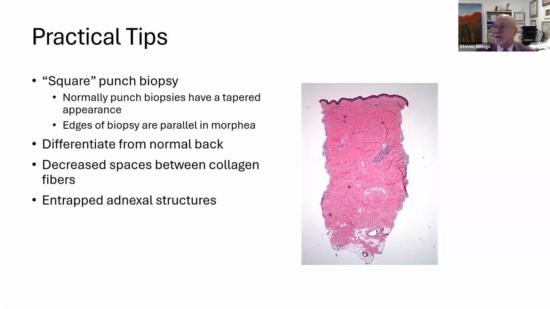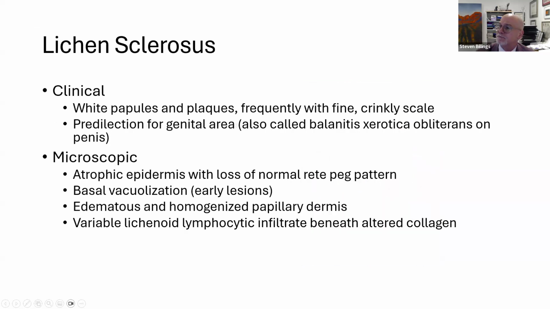Normal back skin has fairly thickened, more robust collagen, so it often has a square or rectangular appearance, but you still have the normal spaces between the collagen bundles. Also, when you see adnexal structures entrapped by sclerotic collagen, think about the diagnosis of morphea or scleroderma.